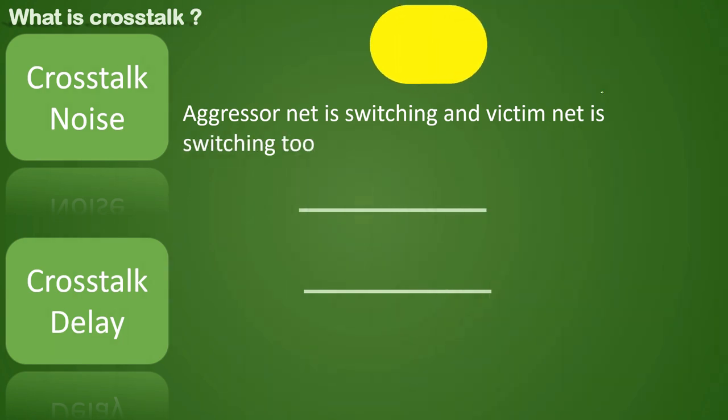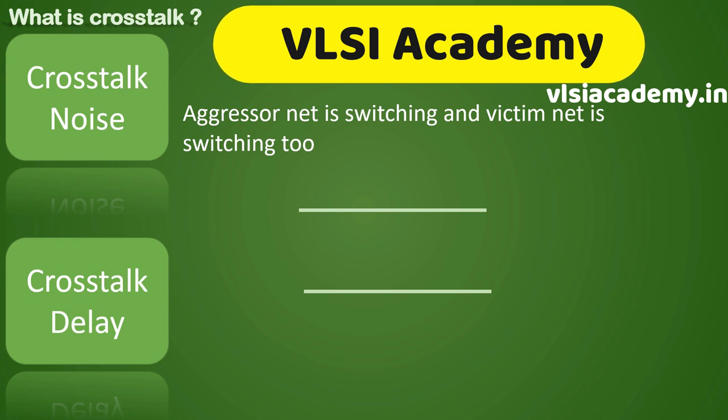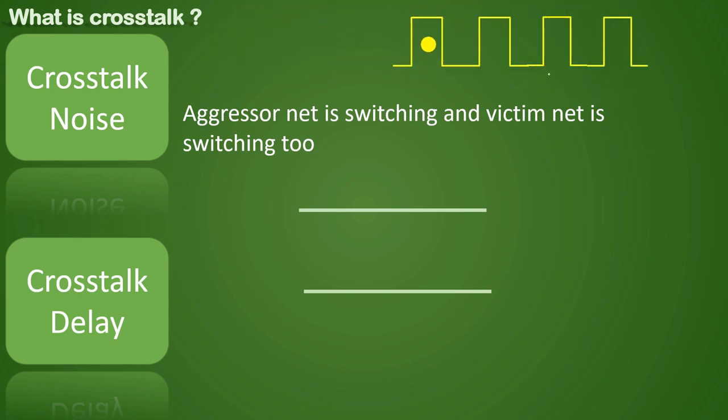Now what will happen if your aggressor net is switching and victim net is switching too? So let us say that your aggressor net is a constantly switching net, and you have this net represented in the waveform of a clock. Let us take an example for a clock. So this is your aggressor net, which might be a clock net or any constantly switching net, and this is your victim net, which is going very physically closer to the aggressor net.